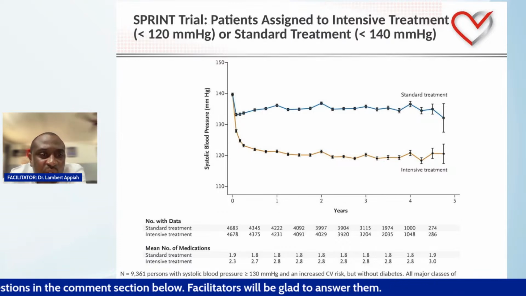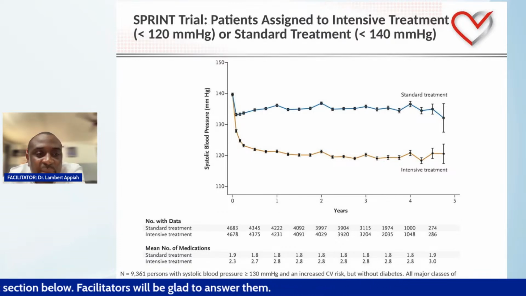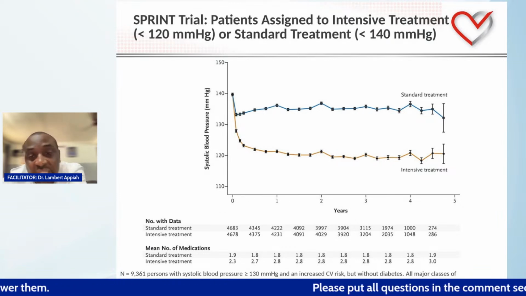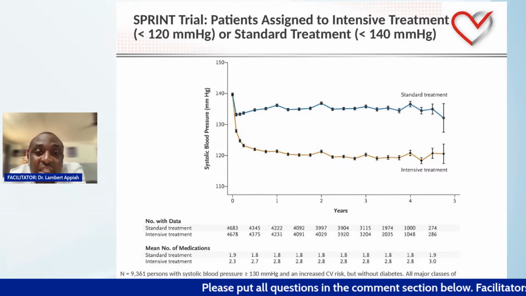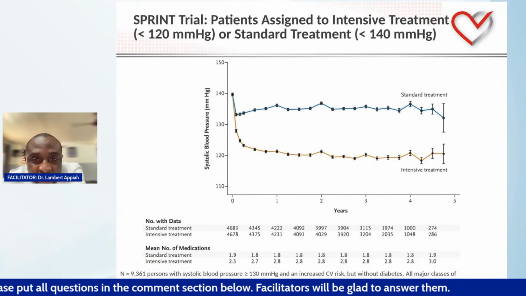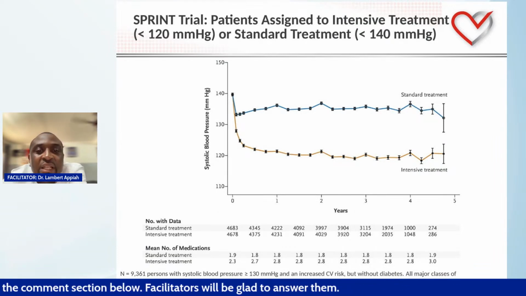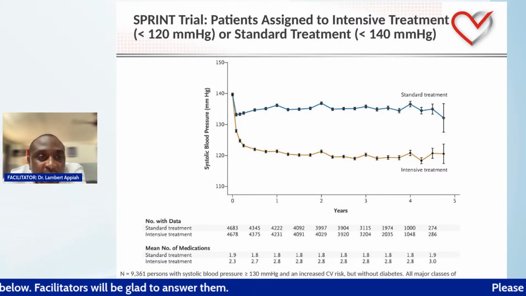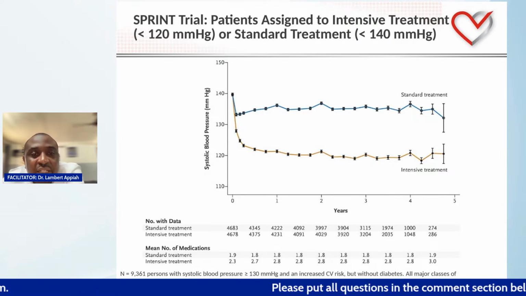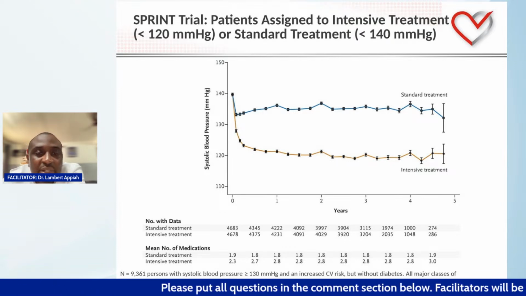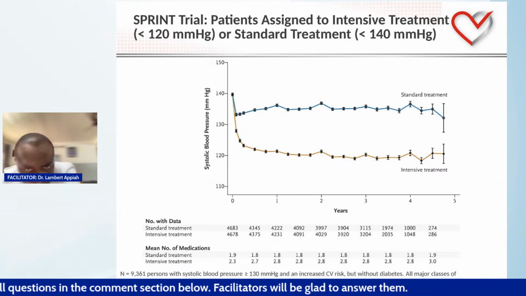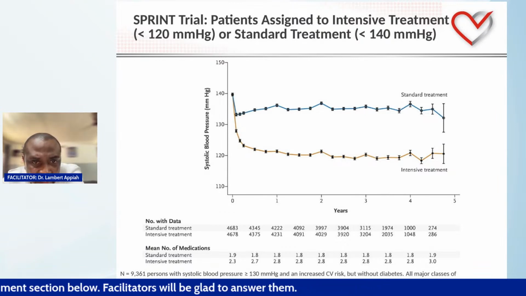The SPRINT trial, as we all know, was done in about 10,000 individuals whose blood pressures were more than 130, but these are individuals who didn't have diabetes, and they were followed up for years, about 5 years here. Those on the standard arm had BPs between 130 and 140, but the intensive arm were titrated or randomized to blood pressure readings of around 120 or below. So you can tell from this schematic.